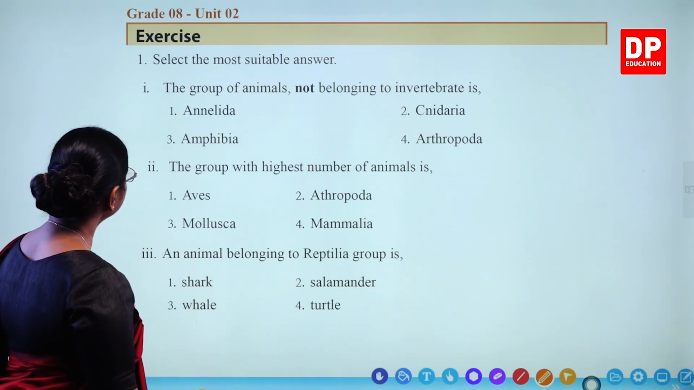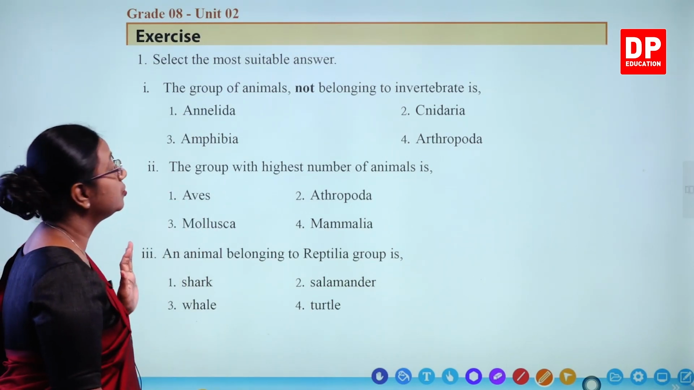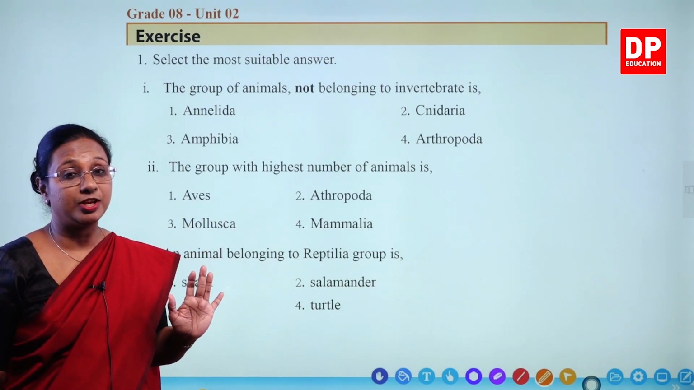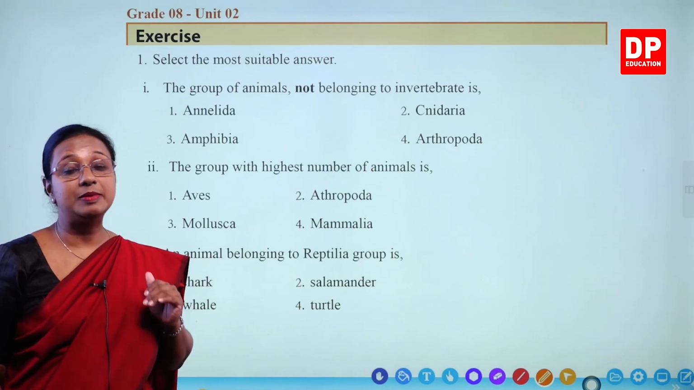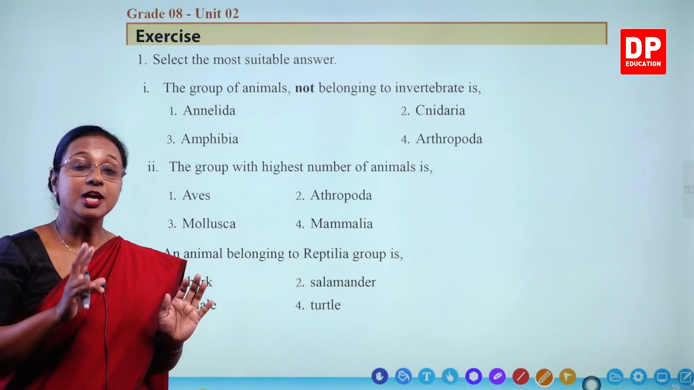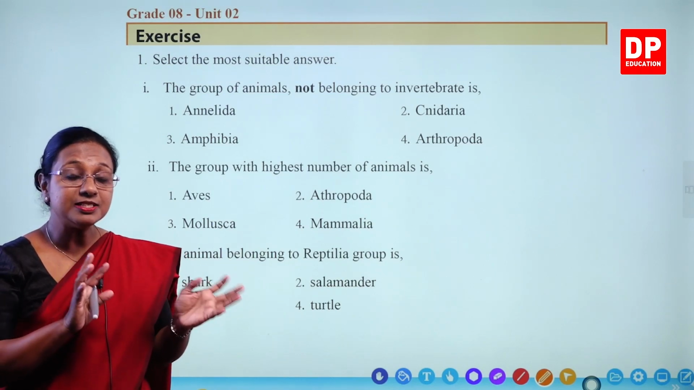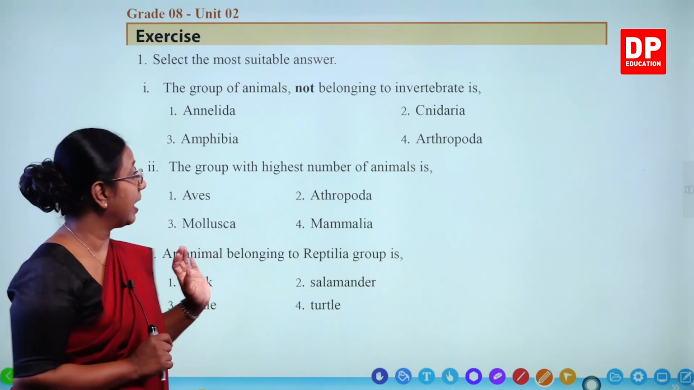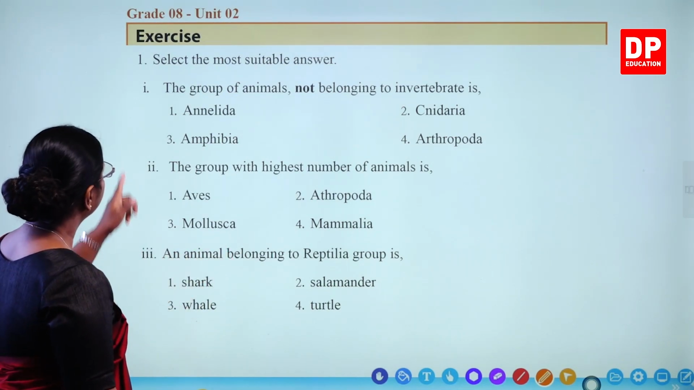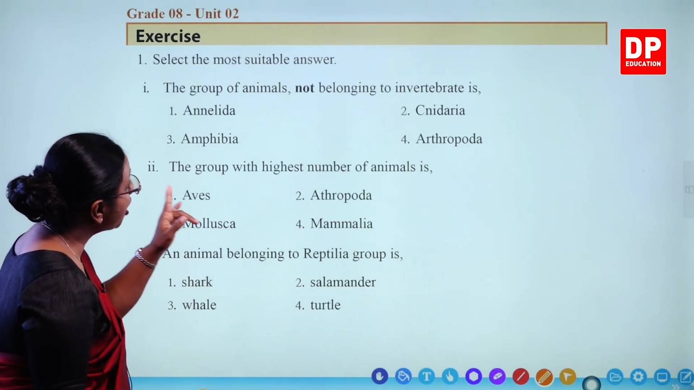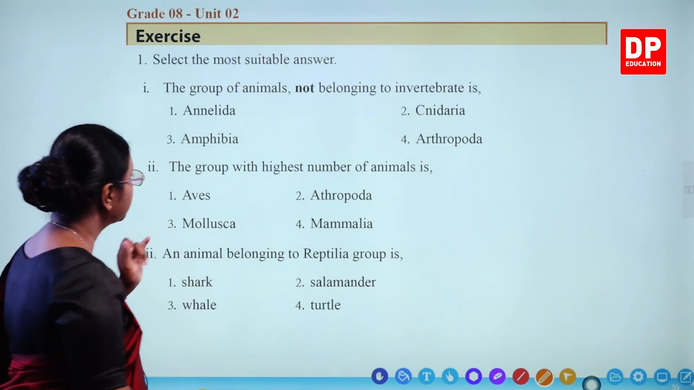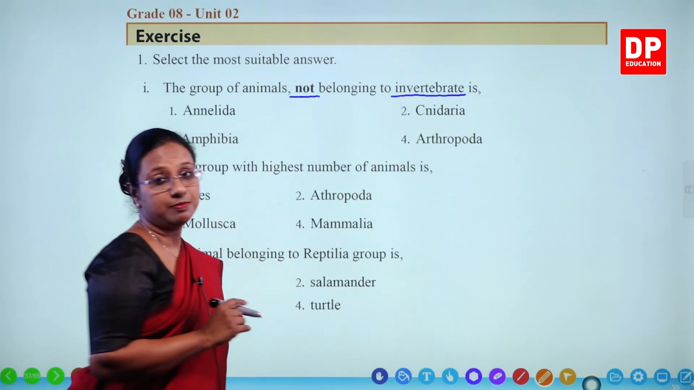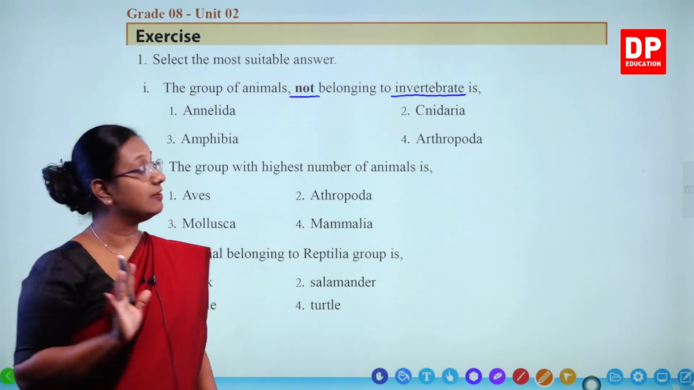The first question, select the most suitable answer. So I have told you all before also, read the question carefully. Select the most suitable answer. That means there can be more than one answer which are similar, but you have to select the most suitable one. The first question, the group of animals not belonging to invertebrates. So you have to look at these terms, not belonging to invertebrates. So it should not be an invertebrate.